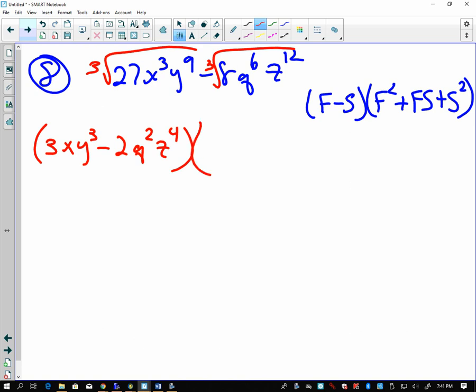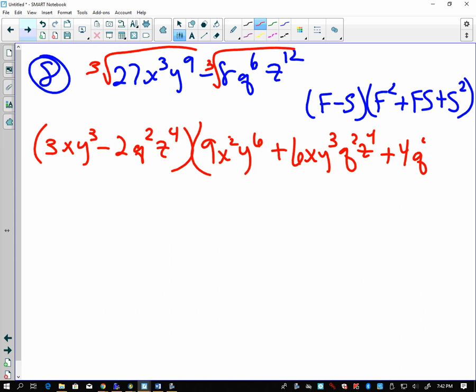F squared is my 3xy cubed squared. So 3 squared is 9, x squared is x squared, y cubed squared is y to the sixth. Plus f times s. So 3 times 2 is 6. It is a positive 6, not a negative 6. x, y cubed, q squared, z to the fourth because no variables are shared, plus s squared. You don't include the negative, so 2 squared is 4, q squared squared is q to the fourth, z to the fourth squared is z to the eighth. And we are done.